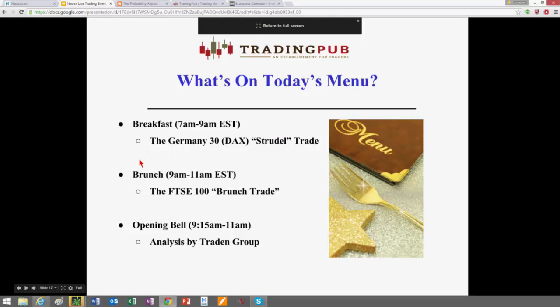Okay, so let me go back to the trading rules for the strategy. Once again, a reminder, I'm right now trading what I call the Strudel strategy. It runs from 7 o'clock to 9 o'clock in the morning. Following that, I've got the FTSE strategy. It's exactly the same strategy as the Strudel, but it works for the FTSE 100 between 9 and 11. And I'll get into that a little bit. So I'm going to get the FTSE trade launched, and then I'm going to pass this over to the folks at Trading Group to take over at 11 o'clock Eastern time.